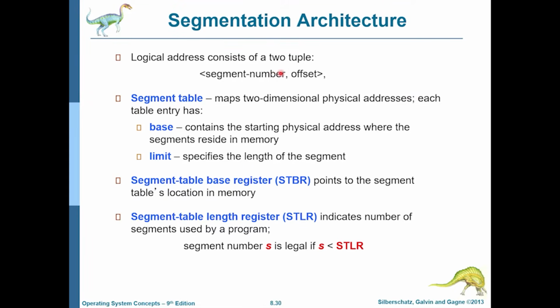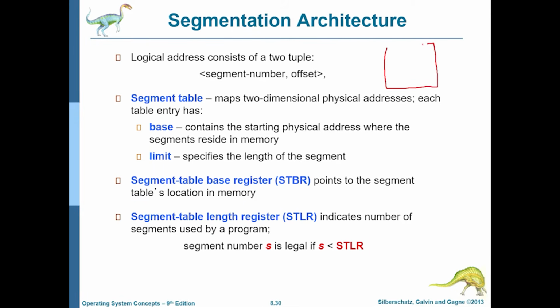So for segmentation to work, we'll have to look at the architecture of segmentation. Logical addresses can be split into two parts. The part on the left side, the most significant parts of the address, can go for the segment number. And the part on the right side, the least significant parts of the address, can be the offset into the segment. So the segment can look something like this, right?